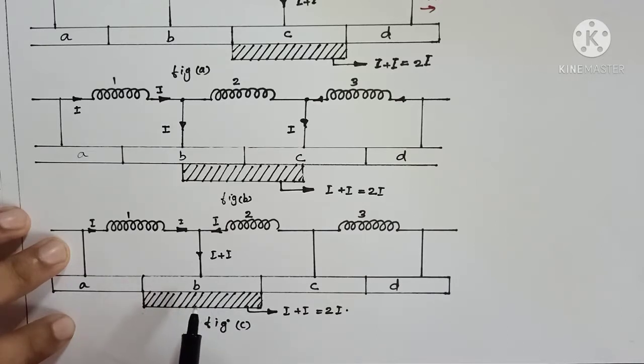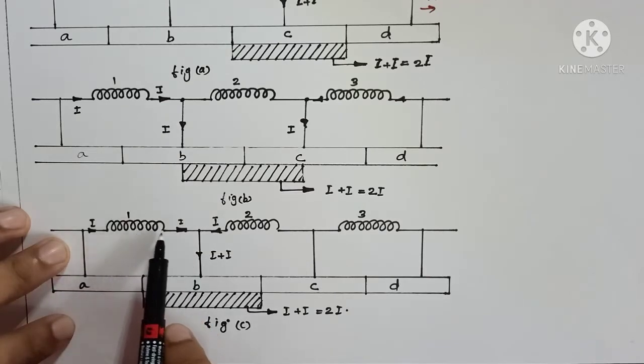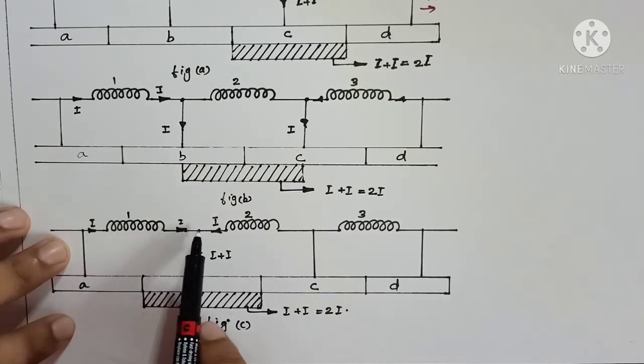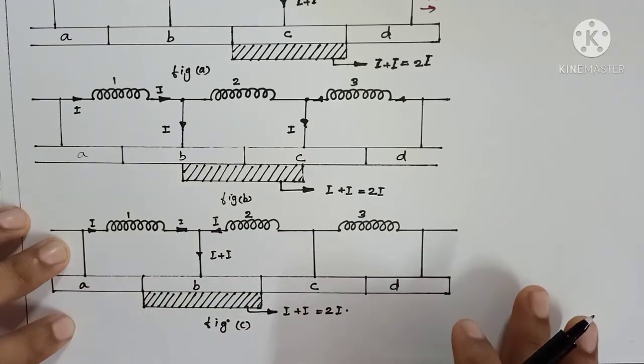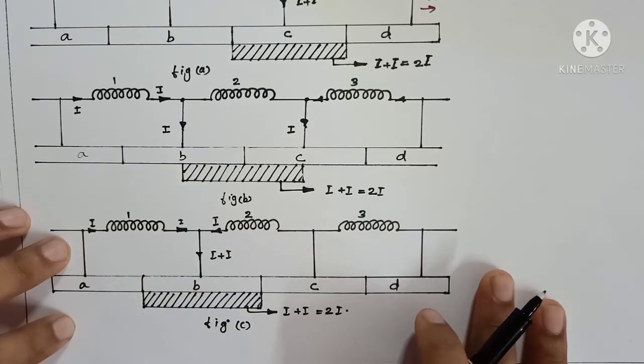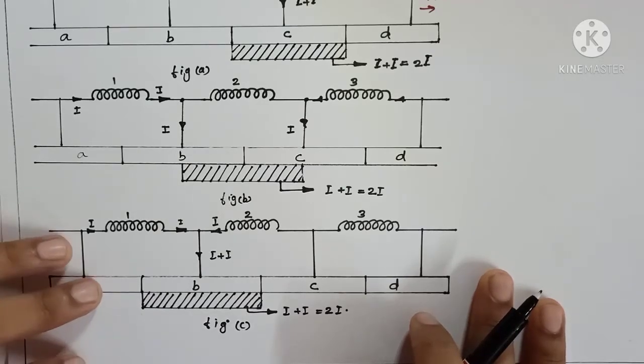At this time, the brush will collect the current from this coil, that is the first coil, that is I, and from the next coil, that is the second coil, that is I. So the total current collected by this brush will be I plus I, that is 2I. So the function of the brush is to collect the current which is generated in the armature coil.